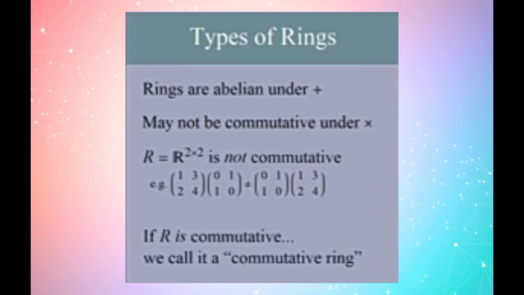There are additional names for rings, depending on how close it comes to being a group under multiplication. For instance, while all rings are abelian under addition, they are not required to be commutative under multiplication. The 2 by 2 matrices with real entries are a great example of a ring that's not commutative. But if a ring is commutative, we call it a commutative ring.